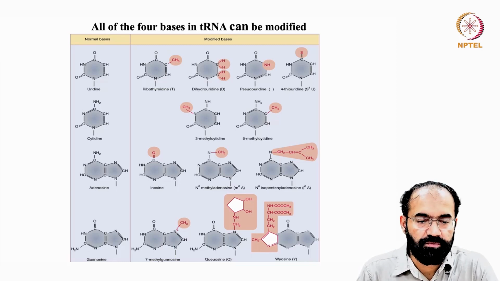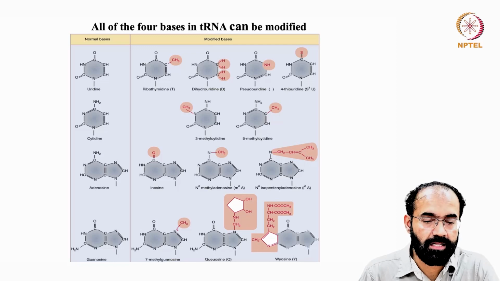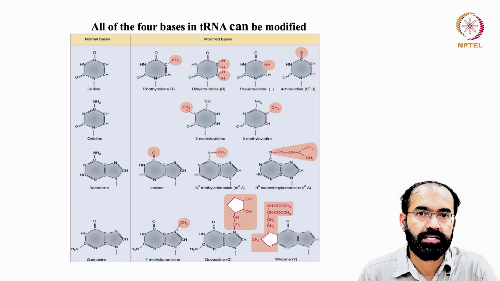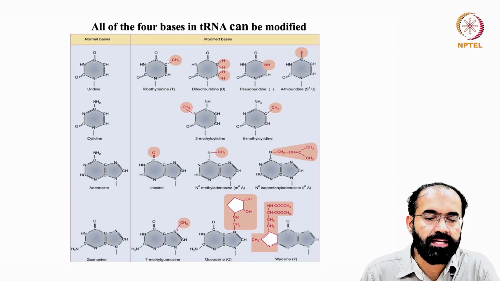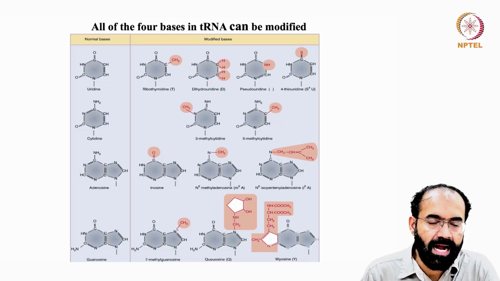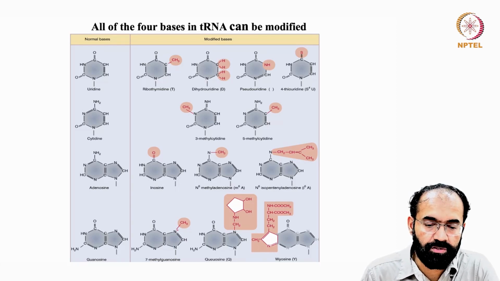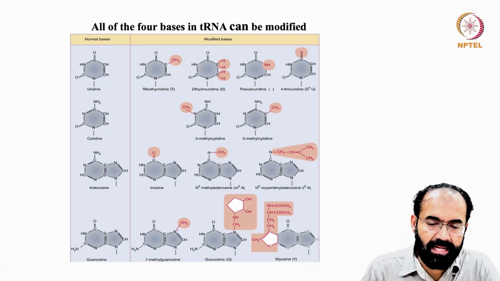So in the previous class we were discussing the possible bases that can be modified in the tRNA, because we have seen that tRNA can undergo post-transcriptional modification, especially for enzyme recognition, protection from the nucleases, etc. So the uridine base can be changed into ribothymidine, dihydrouridine and pseudouridine, thiouridine, etc. Like that, cytidine can be modified into 3-methylcytidine, 5-methylcytidine, etc. Adenosine can be changed to inosine and N6-methyladenosine and isopentenyl adenosine, etc.